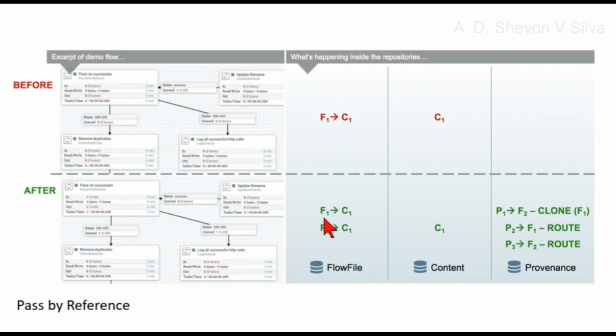flow file repository F1 is pointing to C1, and F2 is pointing to the C1 here, and in the content repository you can see C1 here, and in provenance in clone P1 is pointing to F2, and in route P2 is pointing to F1, and in route P3 is pointing to F2.